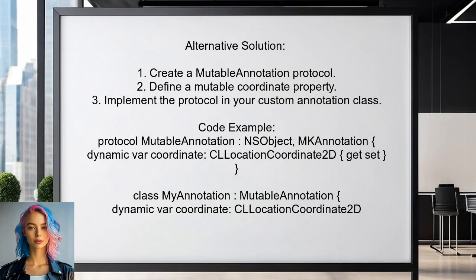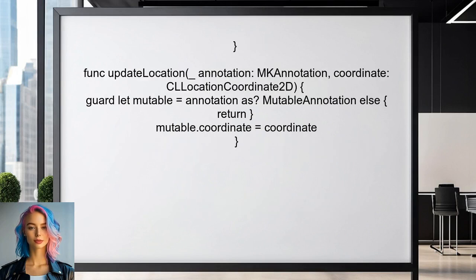An alternative solution provided by another user suggests creating a mutable annotation protocol. This allows you to define a coordinate property that can be modified. You can then implement this protocol in your custom annotation class.